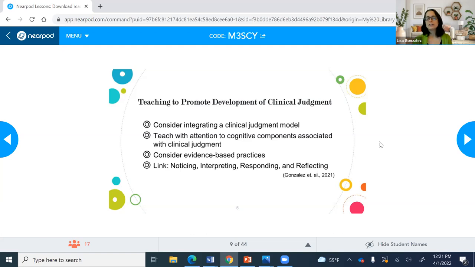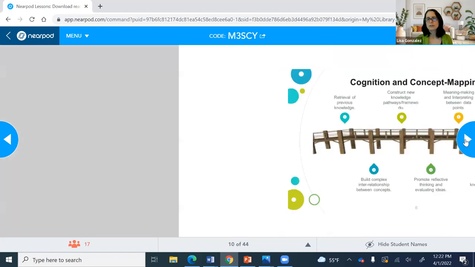And then finally, to be able to link the noticing with the interpreting, responding, and reflecting. You might recognize this terminology. This is actually Tanner's clinical judgment model, which I'm very familiar with. We use it in our nursing program as well, and a lot of programs throughout the country use it. So that's the one that I always refer to for a reference.